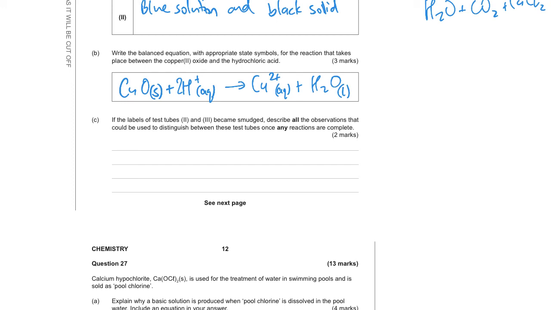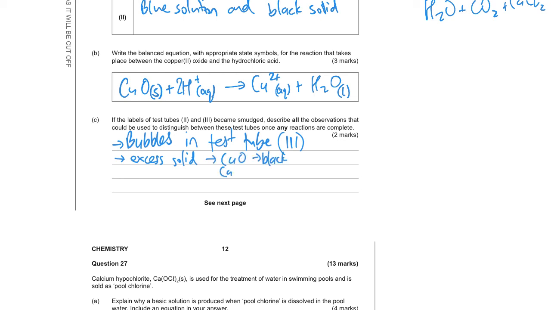All right. So once they are complete, what could you use to distinguish between them? All right. So you can be talking about, well, there's the presence of bubbles in test tube 3. Okay. You could be using the fact that there's the excess solid, right, is different colors. So the excess solid, the copper oxide is black, and the copper carbonate, I believe, is green.